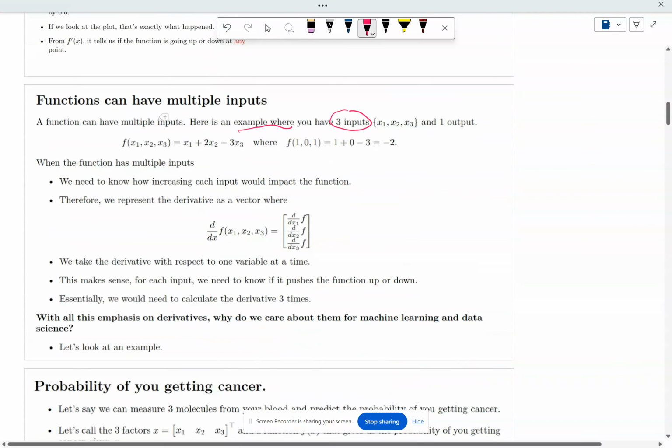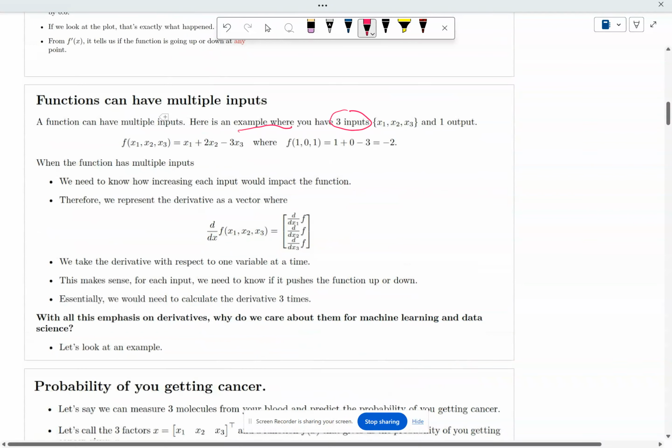Now, we were just talking about derivatives of a single input. So what will happen when we have a derivative of multiple inputs? Well, the derivative has to match the number of inputs, because we need to know that as x1 increases, is the function going up or down? As x2 increases, is the function going up or down? As x3 increases, is the function going up or down? Therefore, when we take the derivative of a function of multiple inputs, the output is also multiple. So it's the derivative of the function with respect to x1.